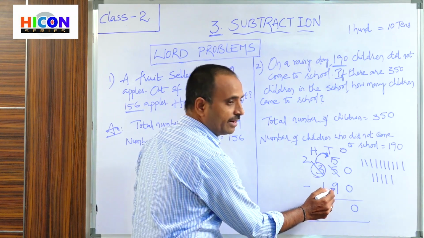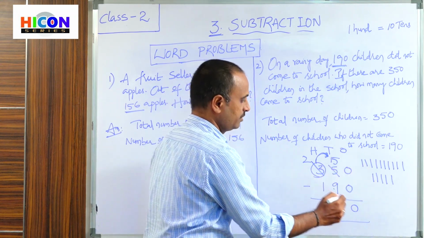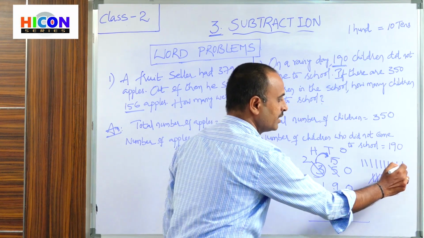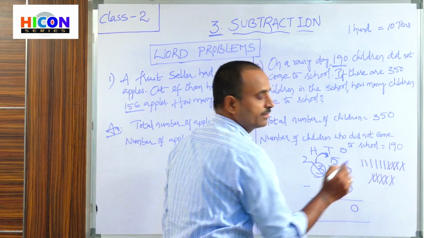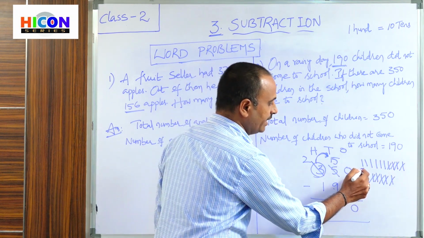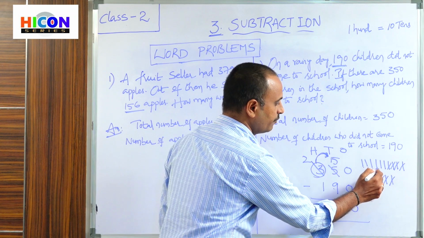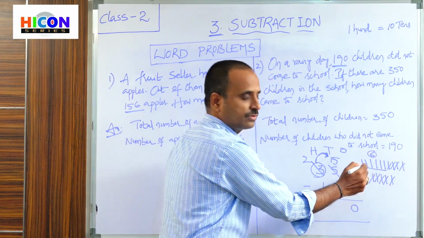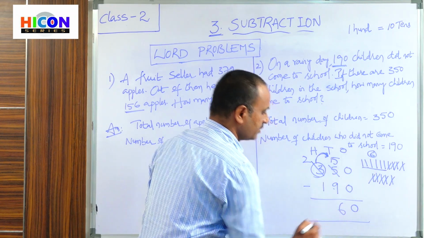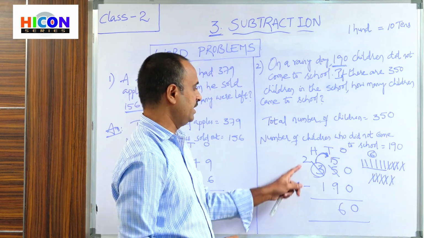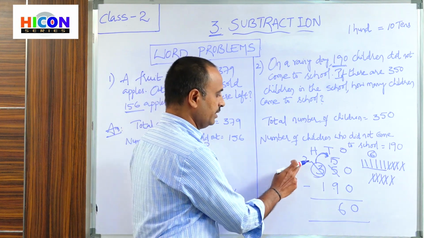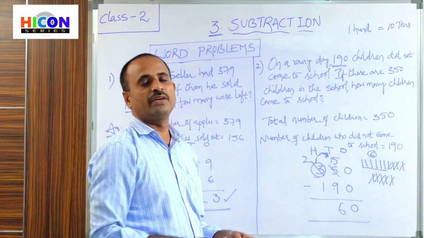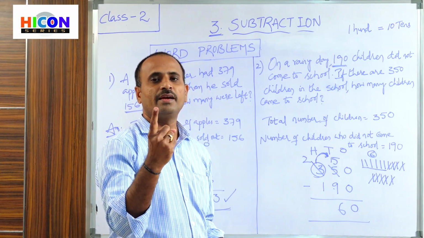Now strike off 9 lines in these 15 lines. So strike off 9 lines. 1, 2, 3, 4, 5, 6, 7, 8, 9. So children, count the remaining lines. 1, 2, 3, 4, 5, 6. So total there are 6 lines left. So write 6 under 10th place. Now go to 100th place. So there are 2 and 1 present on 100 place. The first digit is 2. So open 2 fingers of your hand.